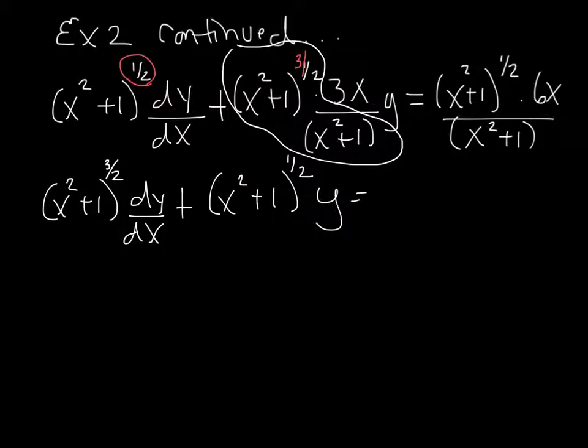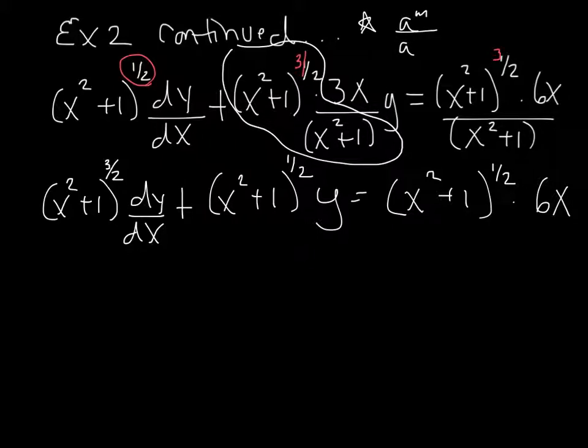And then here, similarly, this should be 3/2. Same thing, minus 1 is x squared plus 1 to the 1/2, and then, of course, times 6x. So again, I was just using, when you have a to the m divided by a to the n, same base, you just subtract the exponents. So it's just a law of exponents rule like in Algebra 1.